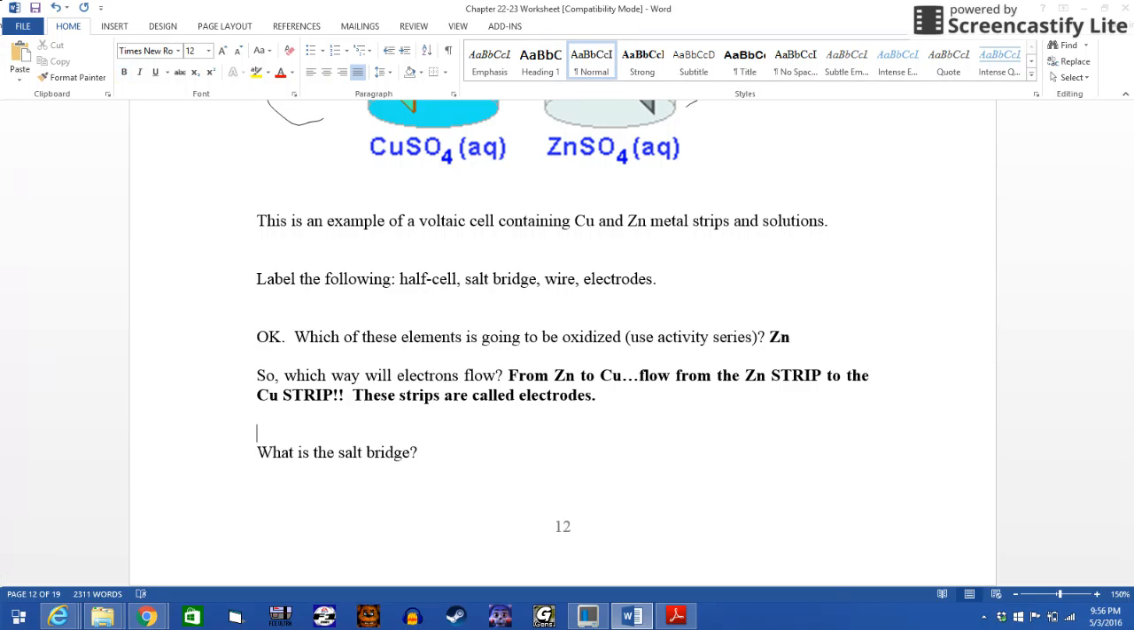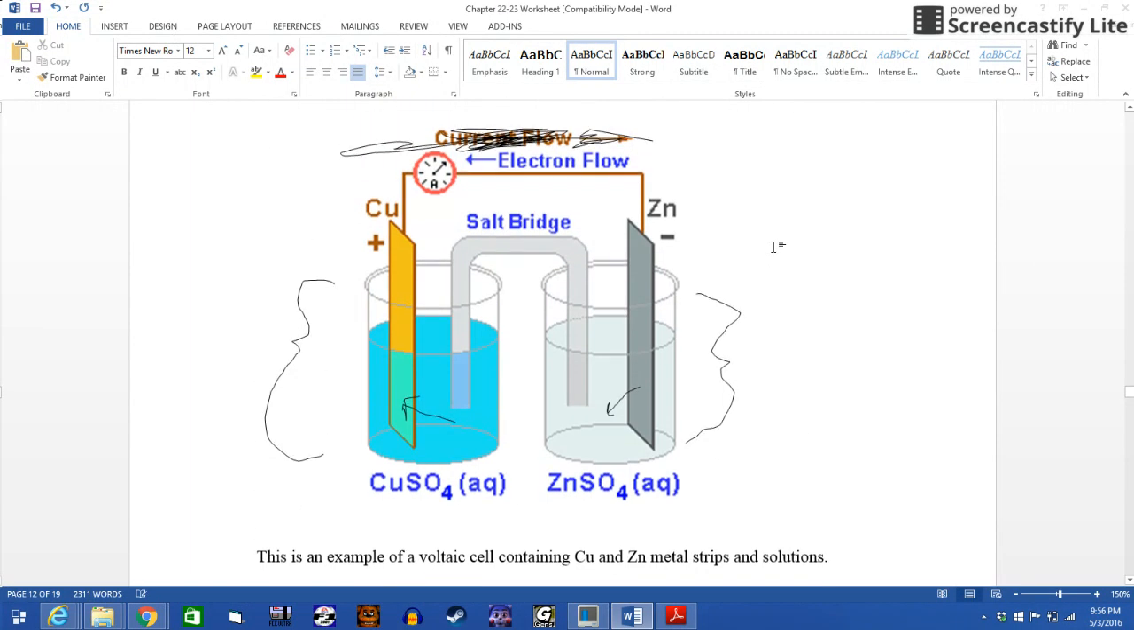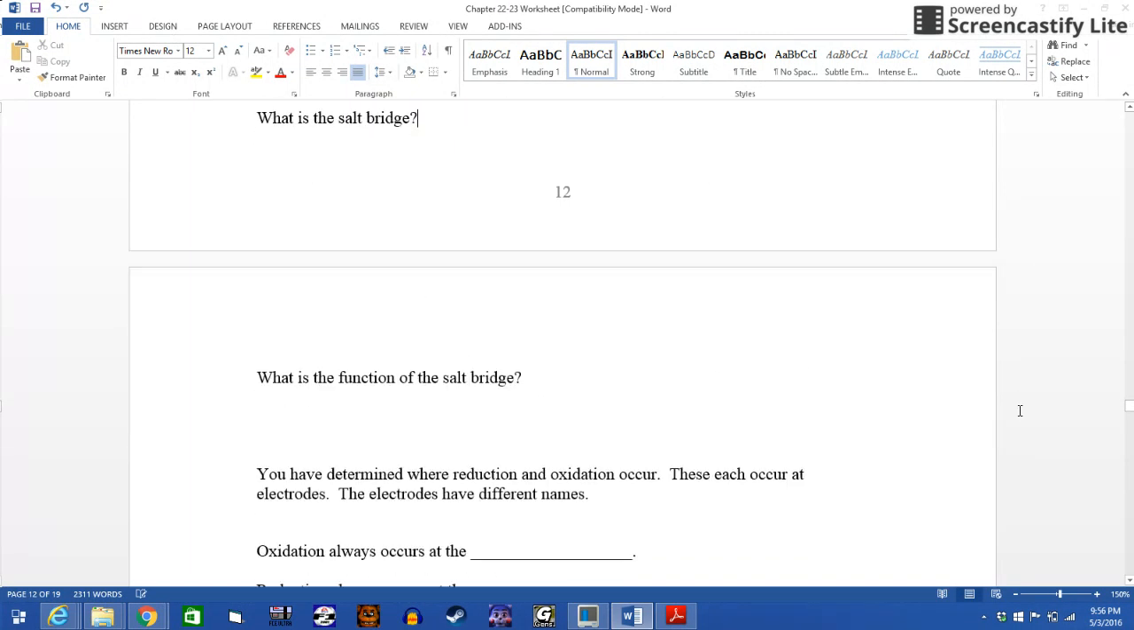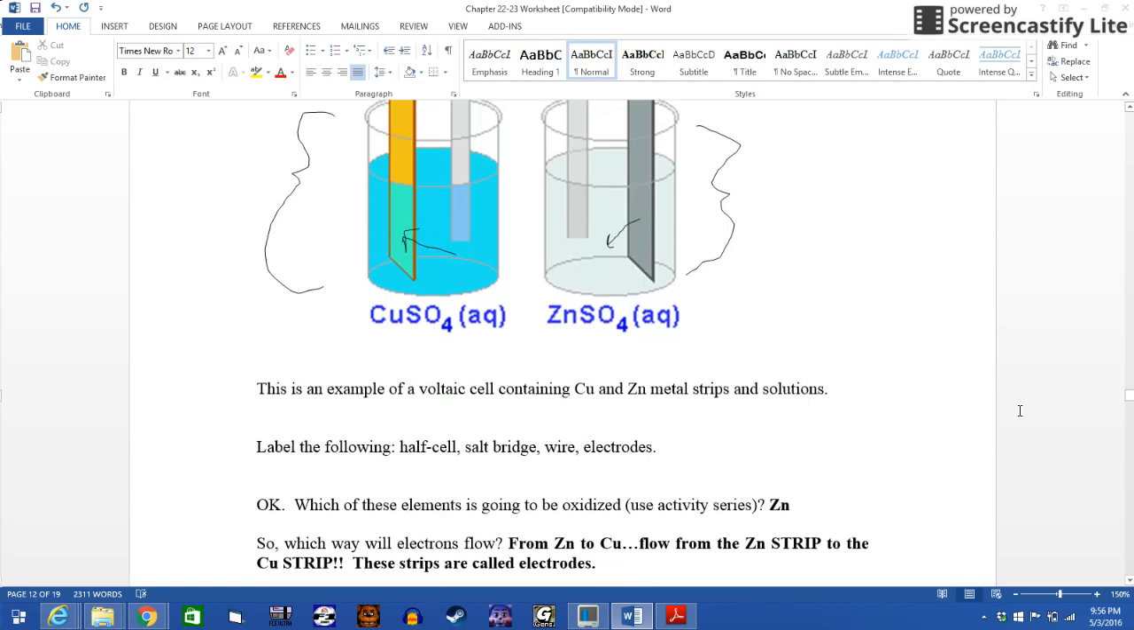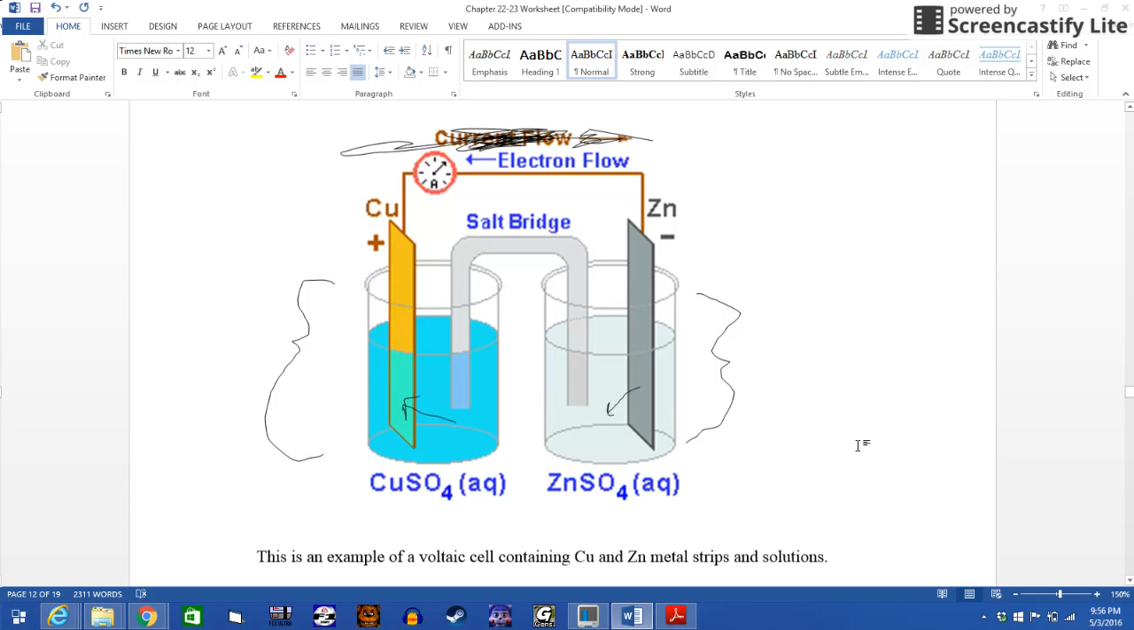Now, the salt bridge is a little bit strange. What is going on with the salt bridge? Well, in order to think about that, I need you to think about what happens to the charge. If electrons are being lost here from the zinc side, what kind of charge is going to be developing as electrons are being lost? If you're thinking positive, then that's the right move. And on this side, electrons are being gained, so you're going to get a negative charge building up here.